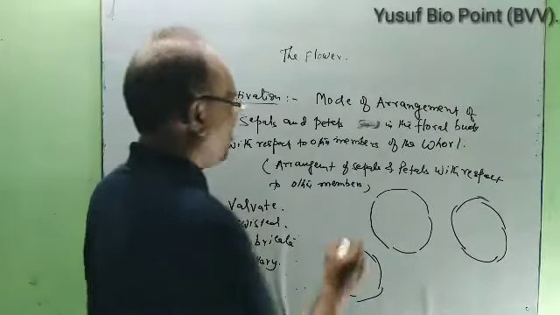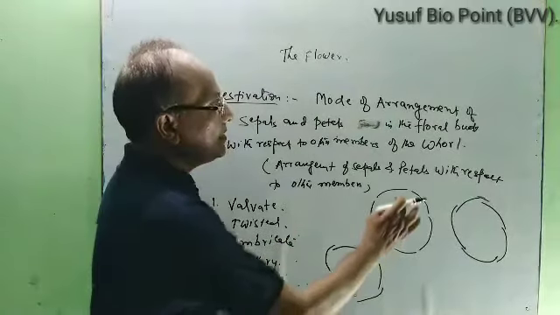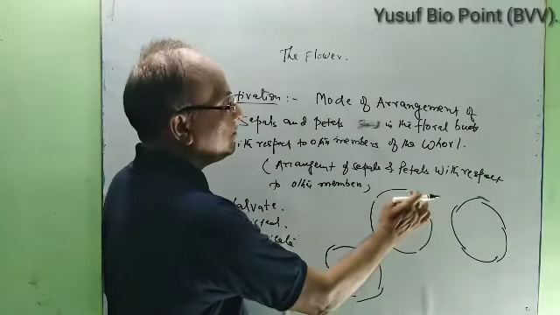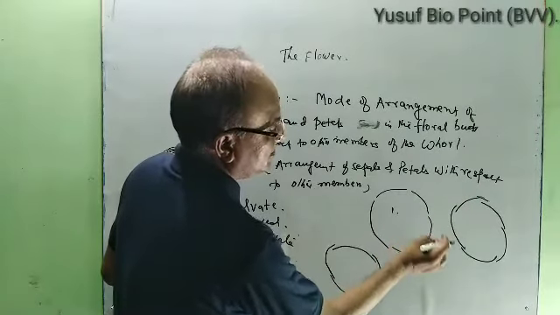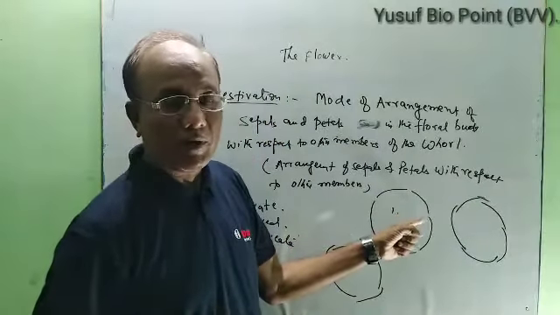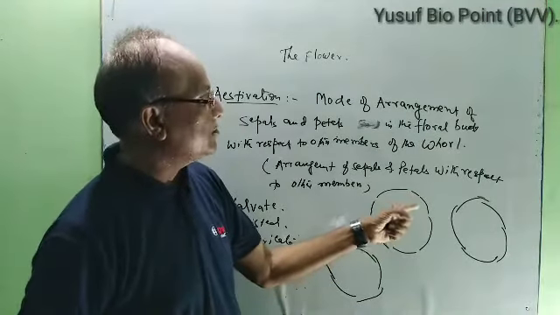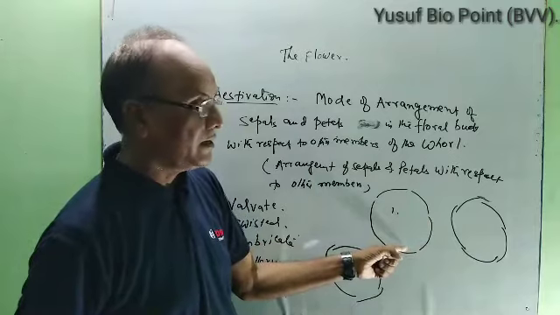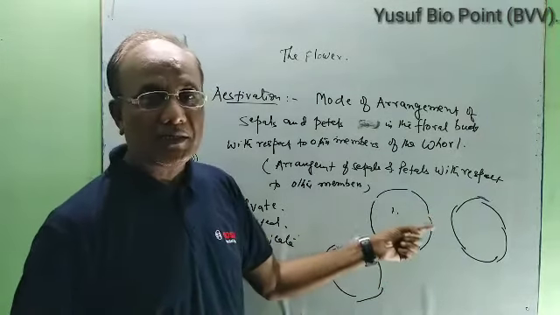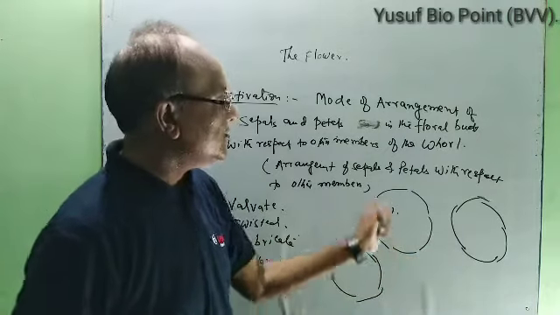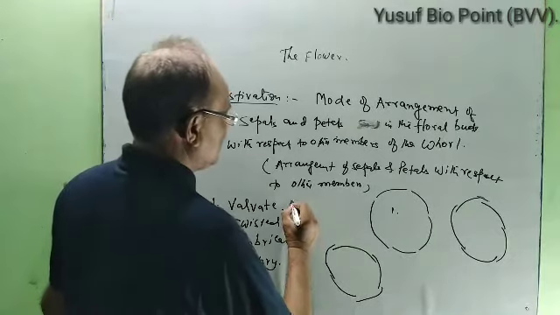Now this is the valvate. First type. Here you see that the tips are ended at their corners, means no one is in an overlapping position. Where one is finished, the other is started. Such a type of condition is known as valvate, and it is found in Calotropis.